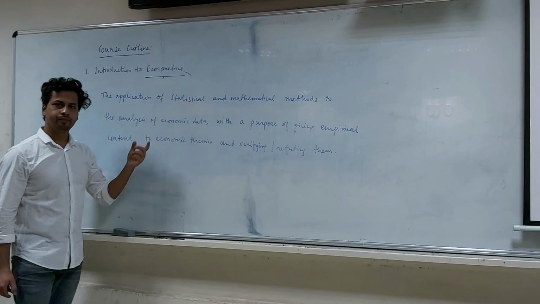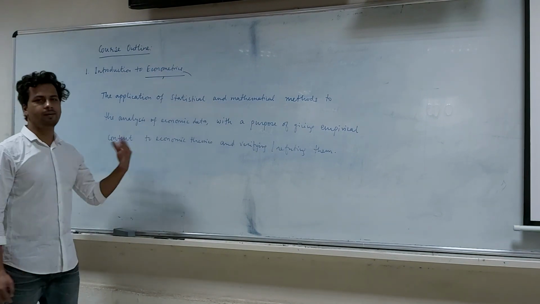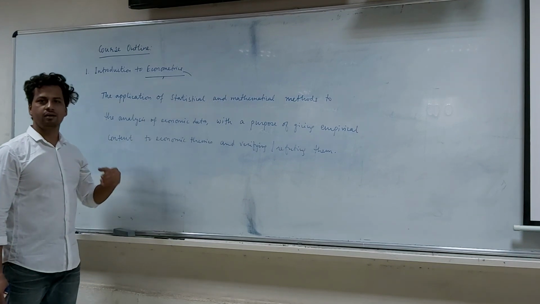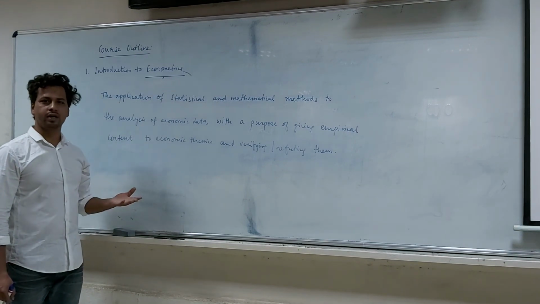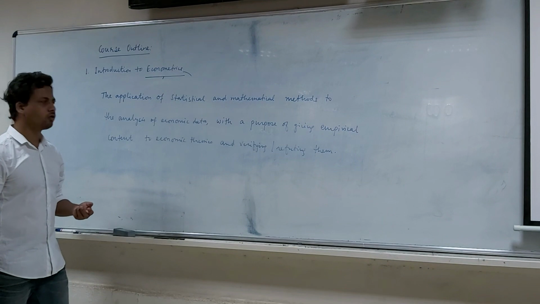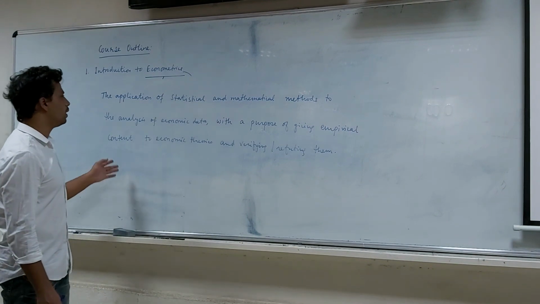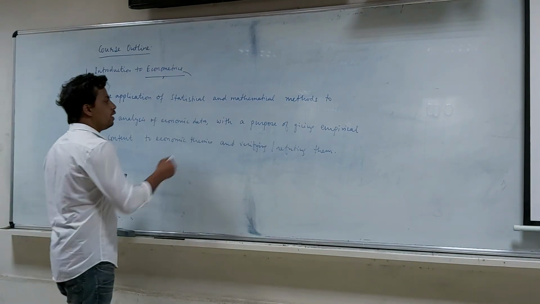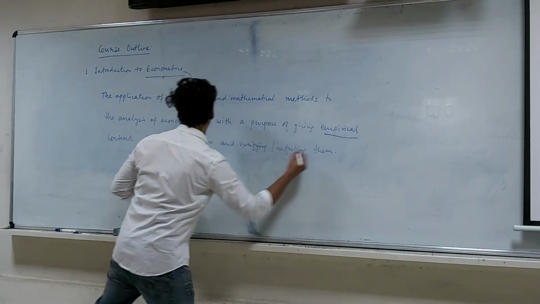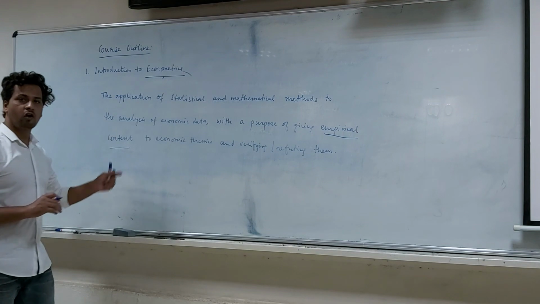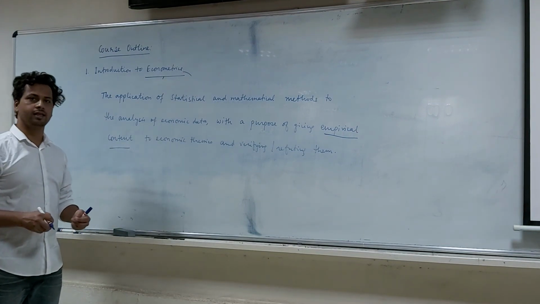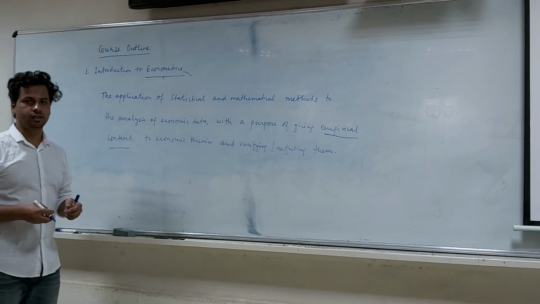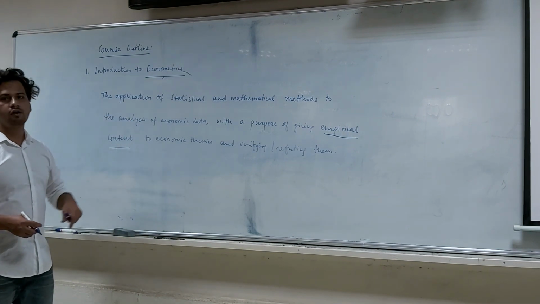So formally we can define econometrics as the application of statistical and mathematical methods to the analysis of economic data. Economic data will be unemployment, inflation, income, interest rate, balance of trade. There is a plethora of economic variables that you can talk about, with the purpose of, and this is very important for you to understand, giving empirical content. And that's why econometrics differs from mathematical methods, because mathematical methods give you precise deterministic relationships. It is devoid of empirical content.